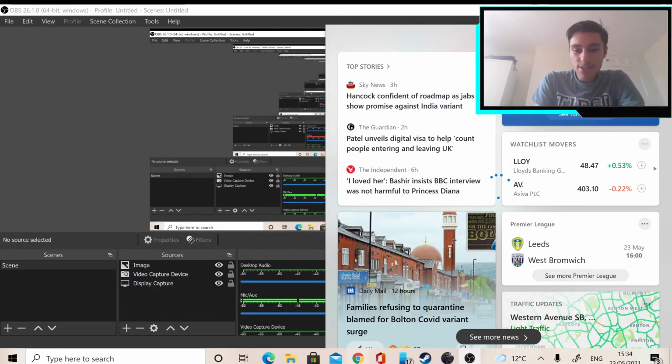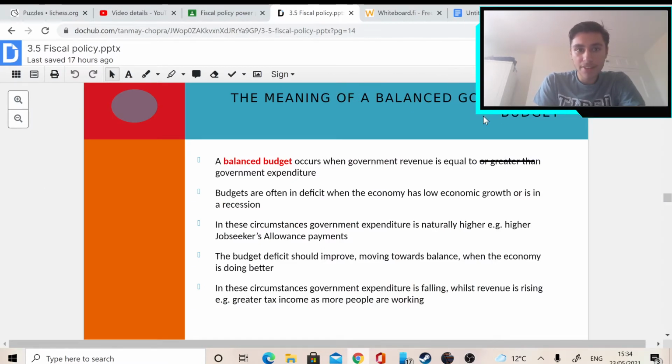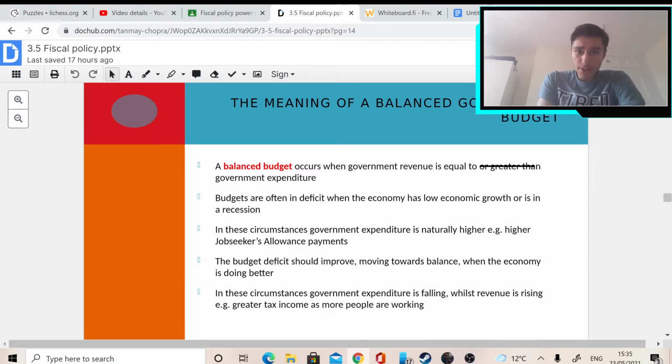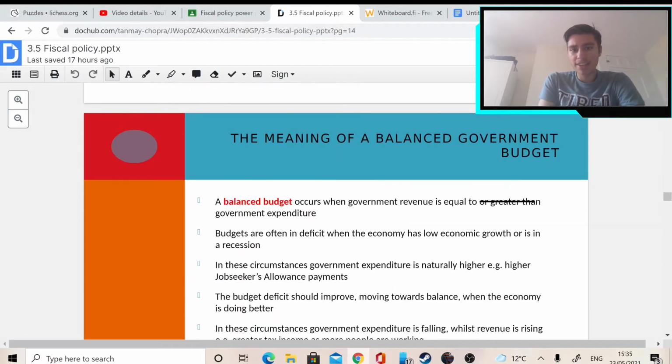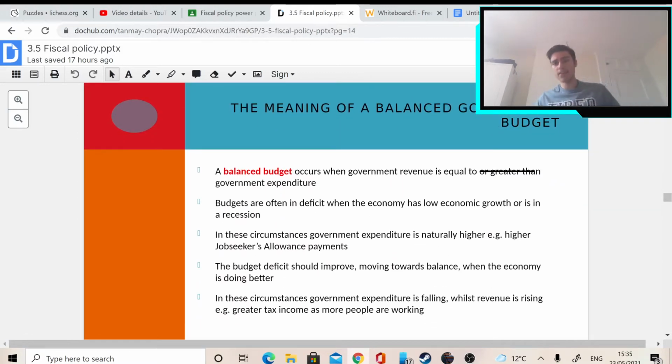Alright, so here we have. So now, as I said in the last video, I'm going to explain the consequences of different types of budget. So, budget deficit, balanced budget, or budget surplus. If you look at a balanced budget, it's when government revenue is equal to government expenditure, which is a normal situation. It's usually when the economy is working normally and there are no problems. It will usually have a balanced budget, but in theory, it's rare. It's usually a deficit or a surplus.